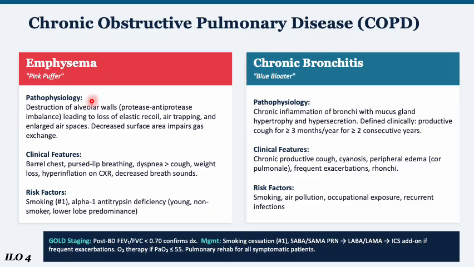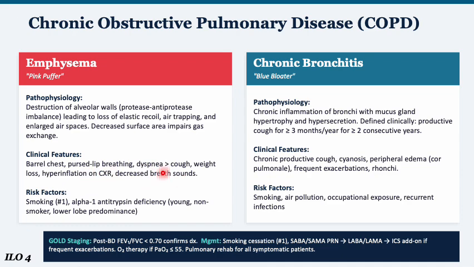So pathophysiology, there's a destruction of the alveolar wall. A lot of times it's due to protease, antiprotease imbalance. It leads to loss of elastic recoil, so there's air trapping and you get enlarged air spaces. There's also decreased surface area, which impairs gas exchange. These patients usually present, they can be kind of thin and frail. They have a barrel chest. They usually have pursed lips when they're breathing.